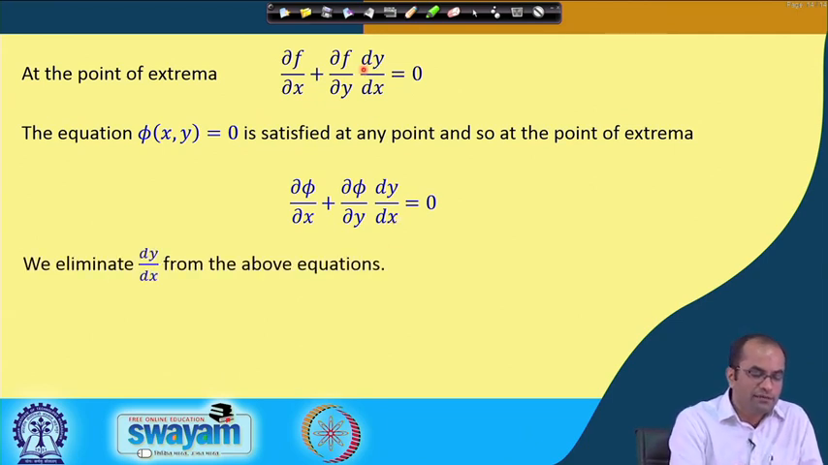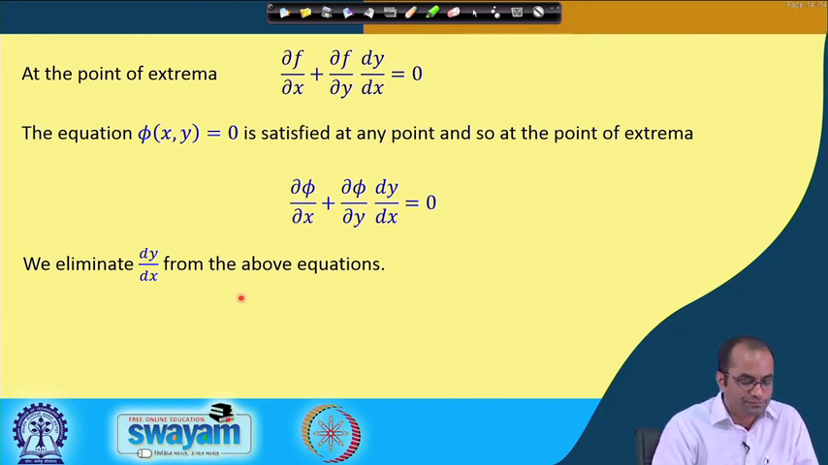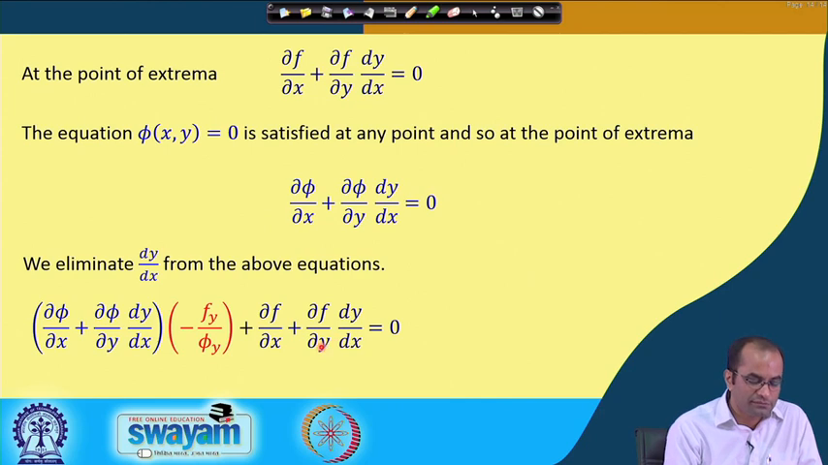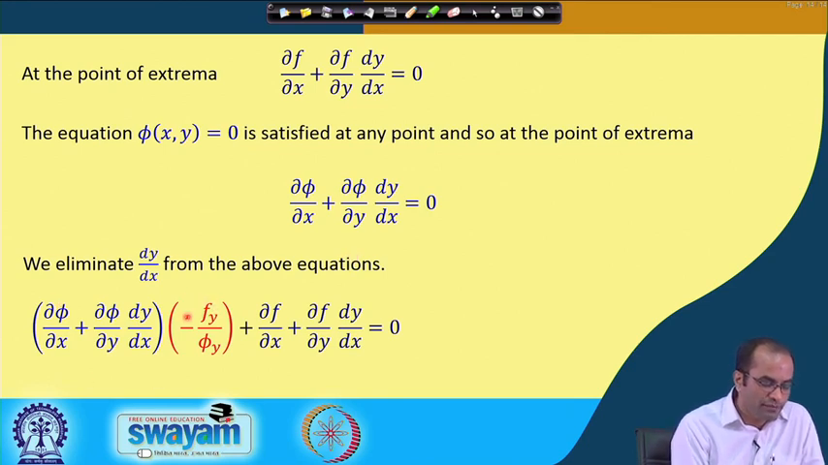Now, we will try to eliminate the dy over dx term out of these two equations, and we will have everything in terms of partial derivatives. So, here we have del phi over del x plus del phi over del y dy over dx, the left hand side of this second equation, and we multiply by minus f_y over phi_y. The idea is that this phi_y and this phi_y will get cancelled, and we have, with the minus sign, dy over dx and del f over del y, and here we have del f over del y and dy over dx.